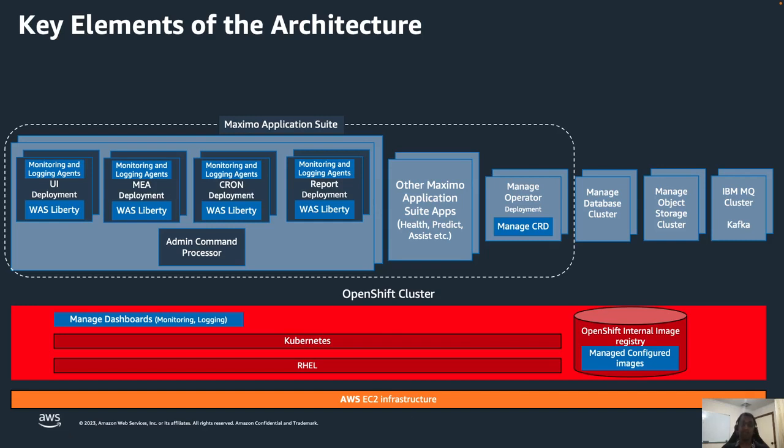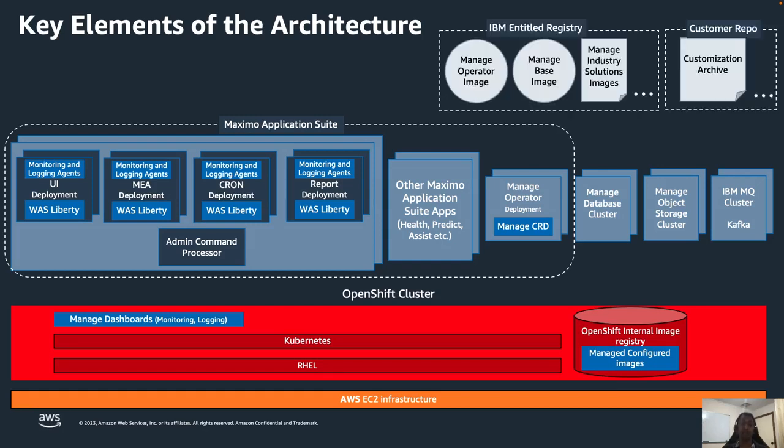Now, let's take an example of a customer that has a medium to high customized Maximo running in their environment, and they're looking to move to Maximo Application Suite. They can have customizations stored in their own repository, whilst bringing the standard Maximo implementation from the IBM Entitled Registry. So it is possible for customers to migrate their existing customizations onto any cloud provider like AWS.